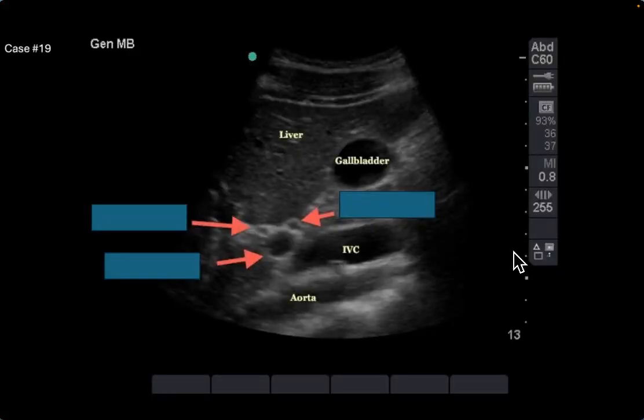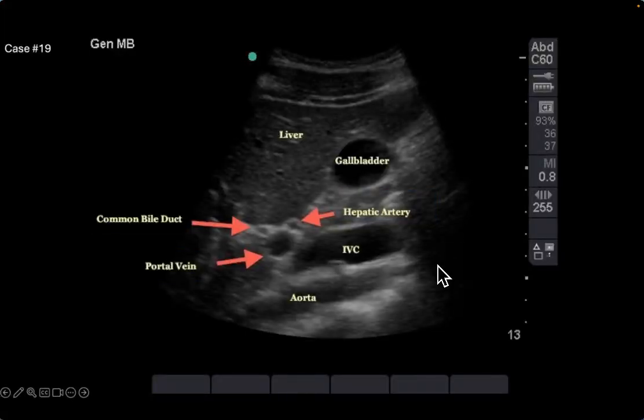All right, case 19. Name the structures. All right, so this is a portal triad ultrasound. We're looking at basically a sagittal view through the body. Here's the gallbladder, the liver. We have our Mickey Mouse here. So the center is the portal vein. Higher up, top screen left is going to be the common bile duct, and then the hepatic artery. So that portal triad is going to be the portal vein, the common bile duct, and the hepatic artery. The hepatic artery is going to be closest to the IVC here. It's going to be the most inferior structure of that portal triad.